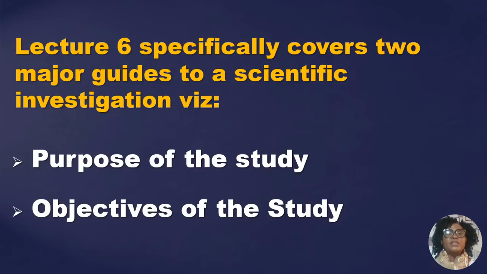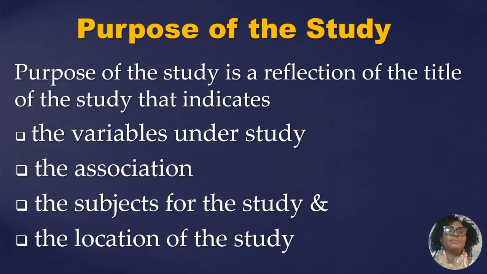In this lecture, we are going to look at the purpose and objective of a study. Lecture 6 in this series will specifically cover two major guides to a scientific investigation. These guides are purpose of the study and objectives of the study. The purpose of the study is a reflection of the title of the study that indicates the following: the variables in the study, the association, the subject for the study, and the location of the study.